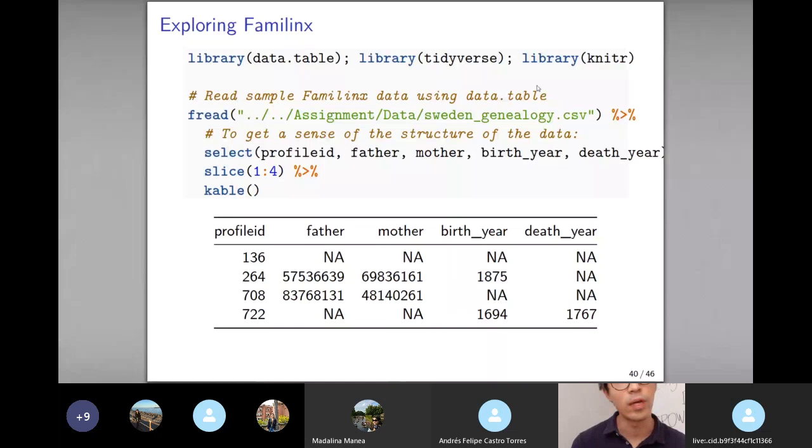And then we have a column that tells us who the father and who the mother is of each person. Right, so each row is one individual person with a unique profile ID. And then this father and mother column tells us who the father and who the mother is of each person. So this is the data that you're going to be using.